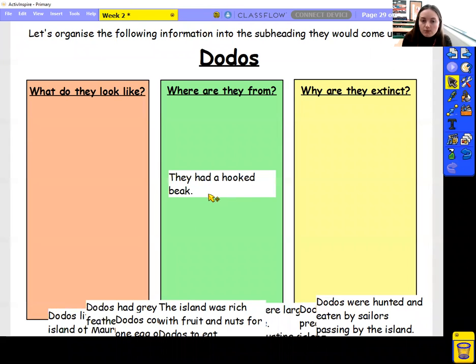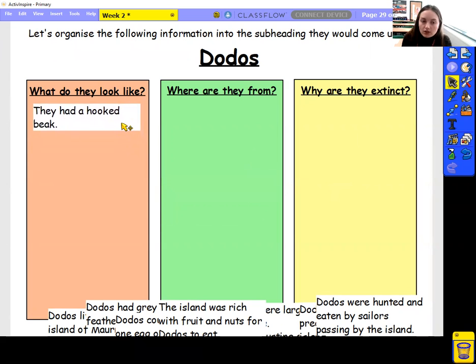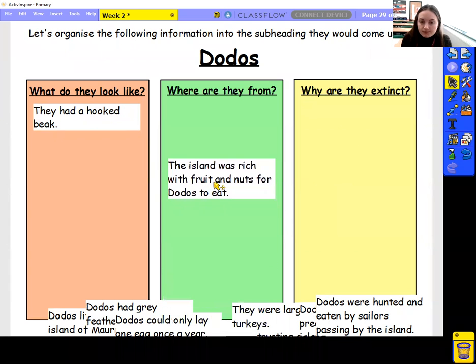They had a hooked beak. Does that tell me what they looked like, where they were from, or why they are extinct? Amazing, it tells me what they looked like. They had a hooked beak. Let's look at this next one.